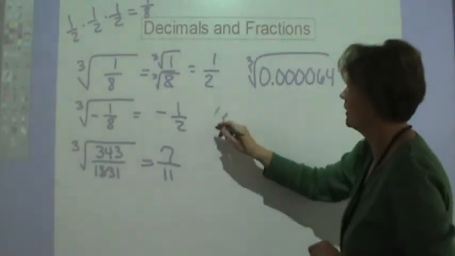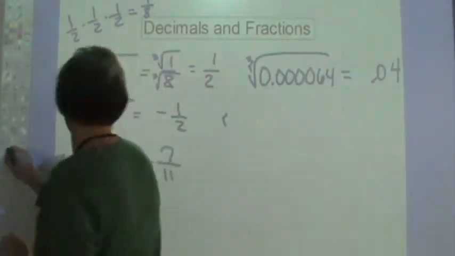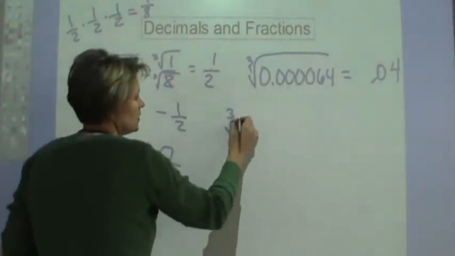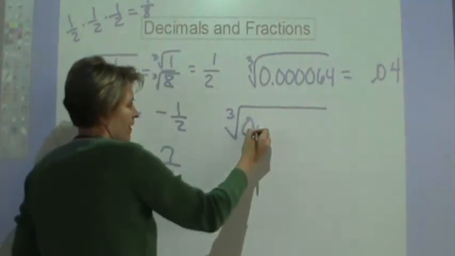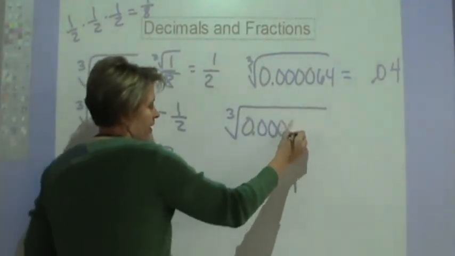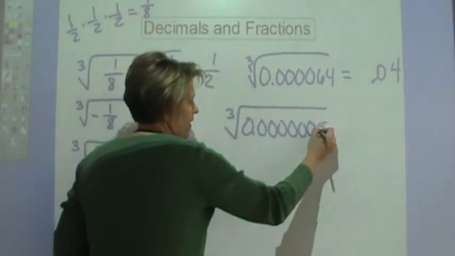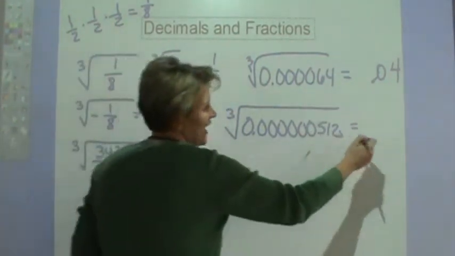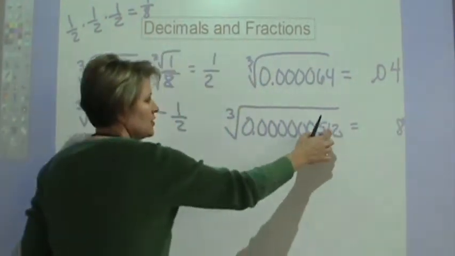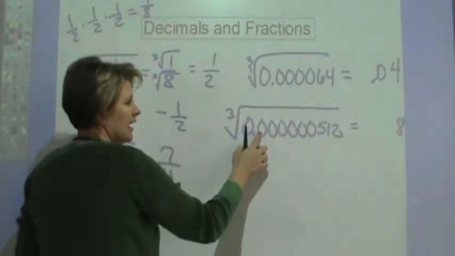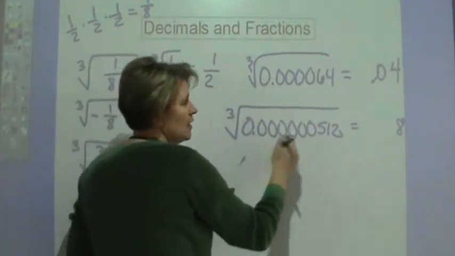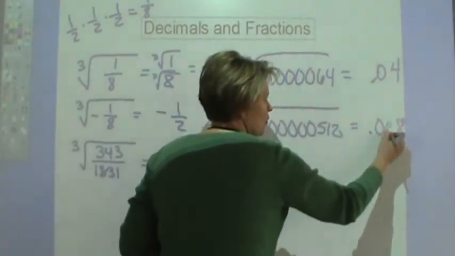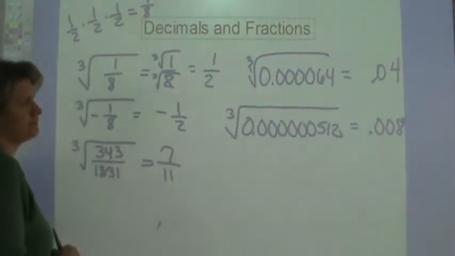All right, let me do another one like that. Cube root of that. The cube root of 512 is 8. And then we have 1, 2, 3, 4, 5, 6, 7, 8, 9. 9 divided by 3 is 3. So our answer is going to have 3 decimal places.